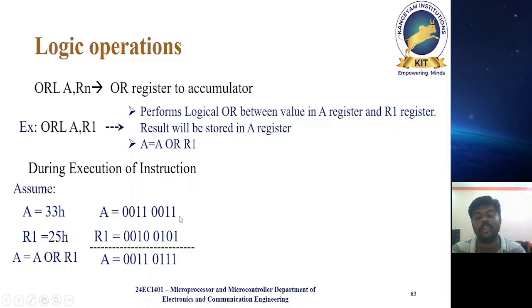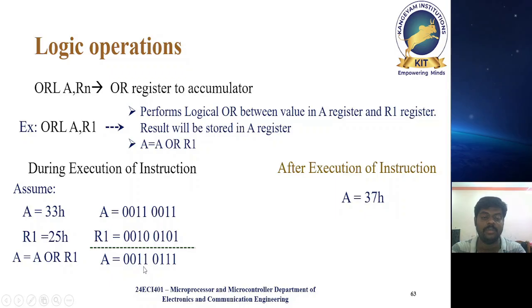So what is the truth table for logical OR operation? If at least any one input is true, the output is true, right? So if any one input is true, the output will be true. So 1 1 you will get 1, 1 0 also you will get 1, 0 1 also you will get 1. And 0 0 you will get 0 because there is no true condition in this case, so the output is 0. So likewise we perform a logical OR operation. The result will be stored in the A register because this is the destination register. The hexadecimal representation of the result is 37.